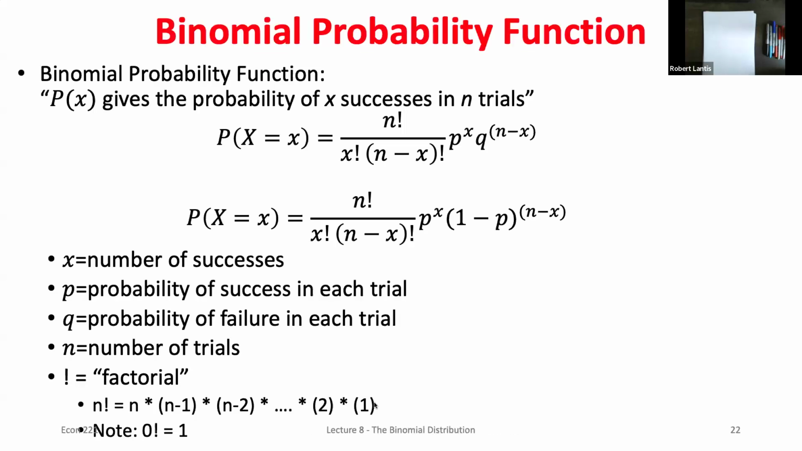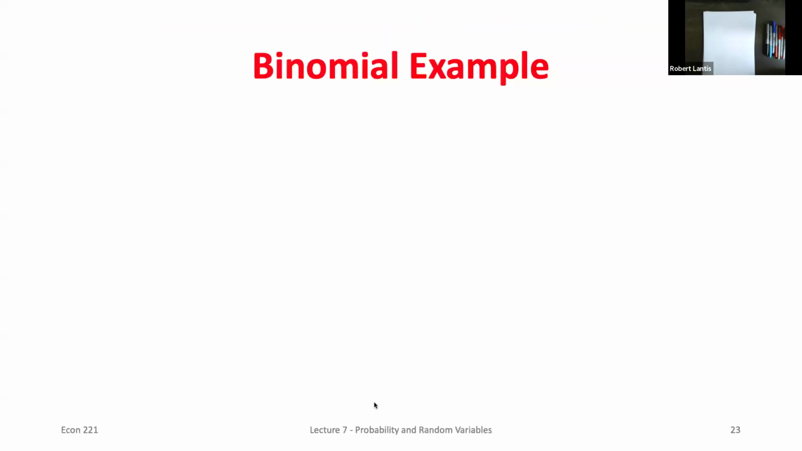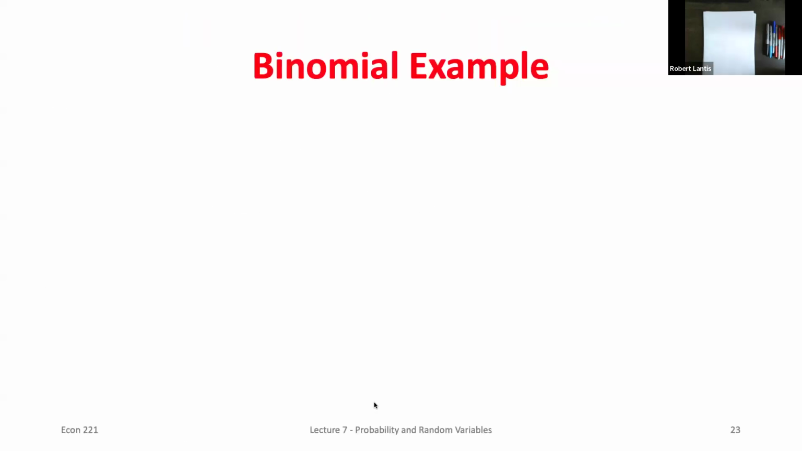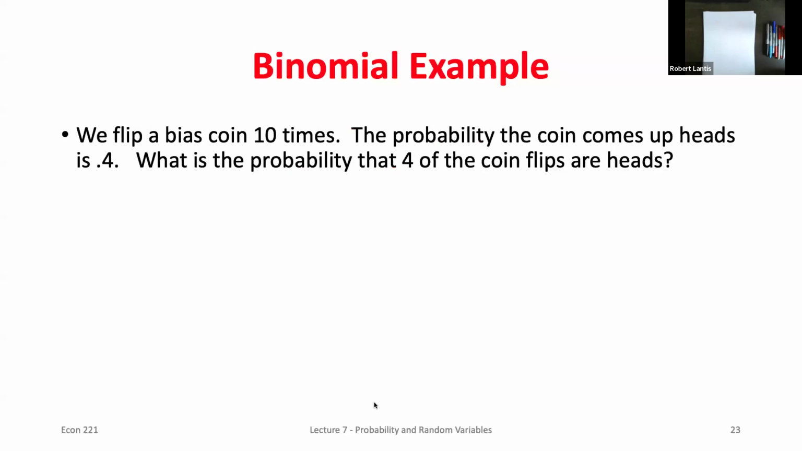It's got like lecture 7, lecture 8 on some of this, but it's all similar, right? Probability, random variables, binomial distributions. But here, we'll look at a binomial example. Let's say I have a coin, but it's biased. The probability that it comes up heads is not 0.5, but 0.4. It's a weighted coin. What's the probability that 4 of the 10 coin flips come up heads?